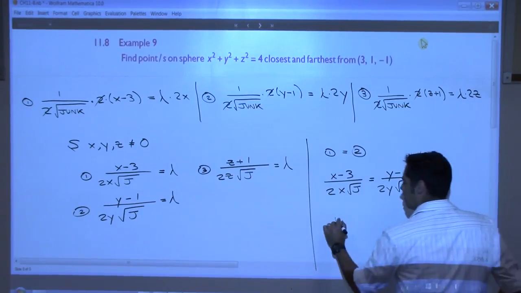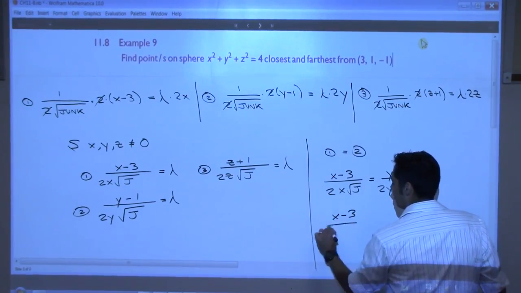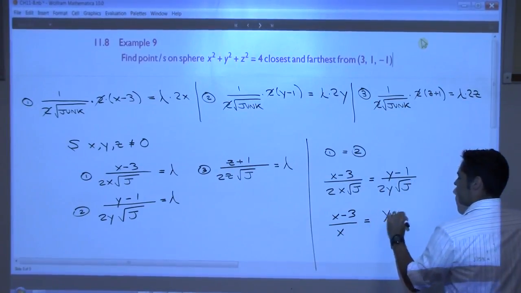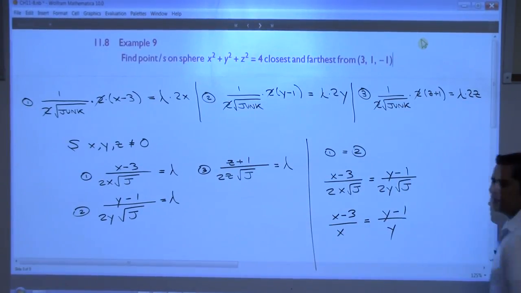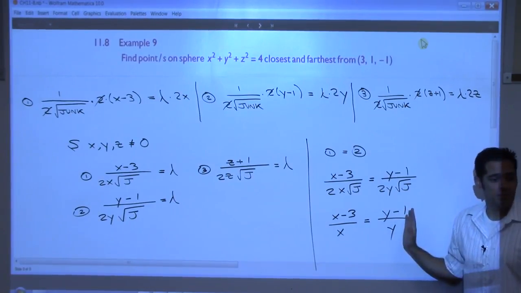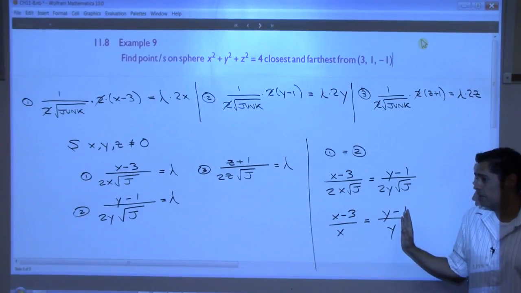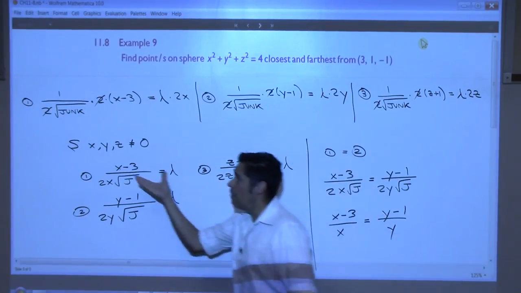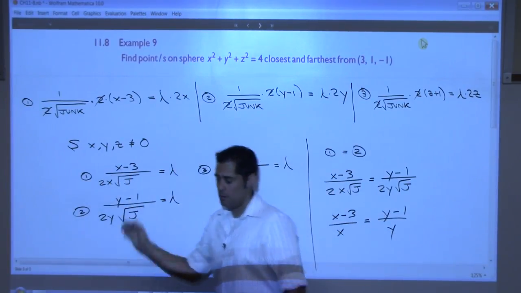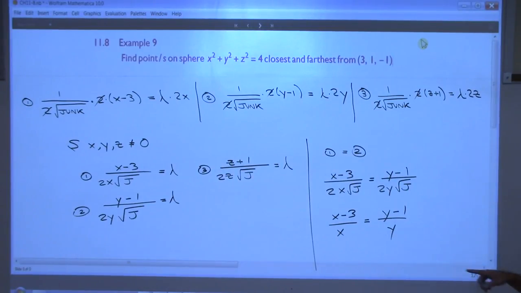So it's going to look a little nicer right now if I just go to this. Now, can I multiply both sides by x? Is x ever going to be 0? Not right now, right? So I can multiply both sides by x. I can also multiply both sides by y, can't I? All right, so let's do that.